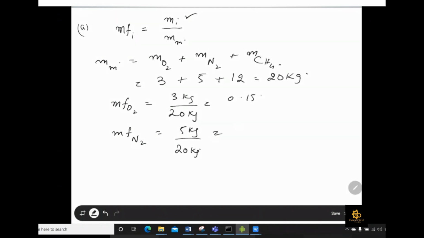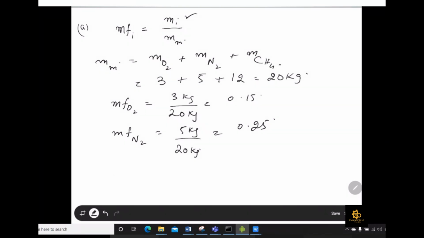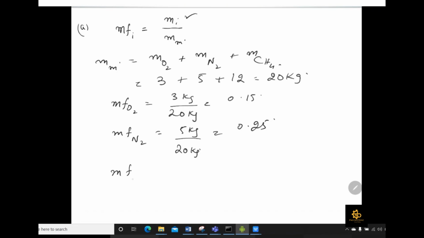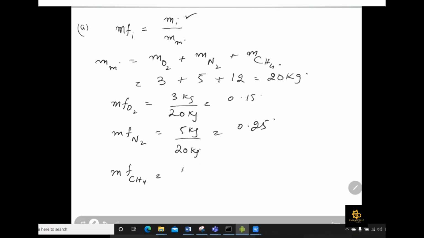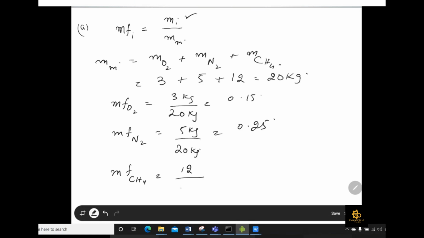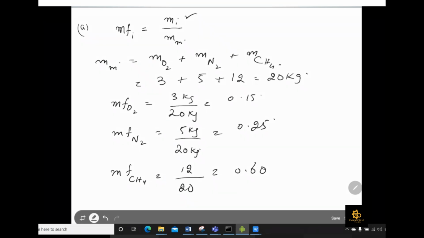Okay, so now if we take the ratio of these two, 5 over 20, it will be equal to 0.25. So this is the mass fraction of your second component, N2. Similarly, you have to apply it for the mass fraction of CH4. The CH4 value is known to us from the question, which is 12 kg, and the mass of the mixture is 20 kg, so it is equal to 0.60 for the mass fraction of CH4.